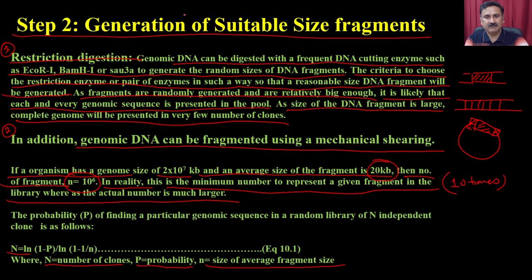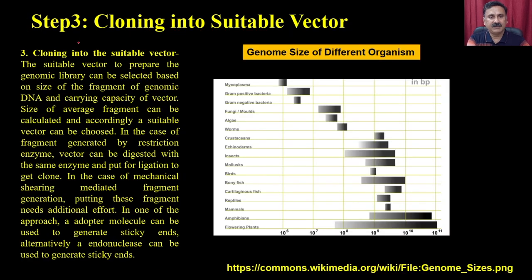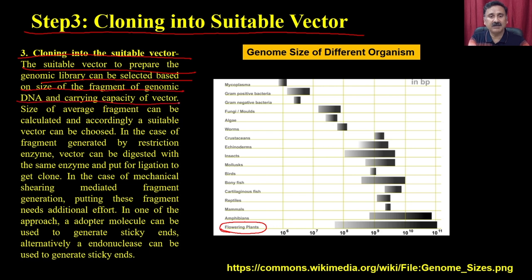Once you have generated the suitable size fragment, it has to be ligated into a suitable vector. So in step three, you are going to use cloning into the suitable vector. Depending on the size of the genomes of different organisms, for example Mycoplasma, bacteria, or flowering plants, you have to choose the suitable vector. The vector can be selected based on the size of the fragment of the genomic DNA and the carrying capacity of the vector. The average fragment size can be calculated, and accordingly a suitable vector can be chosen.